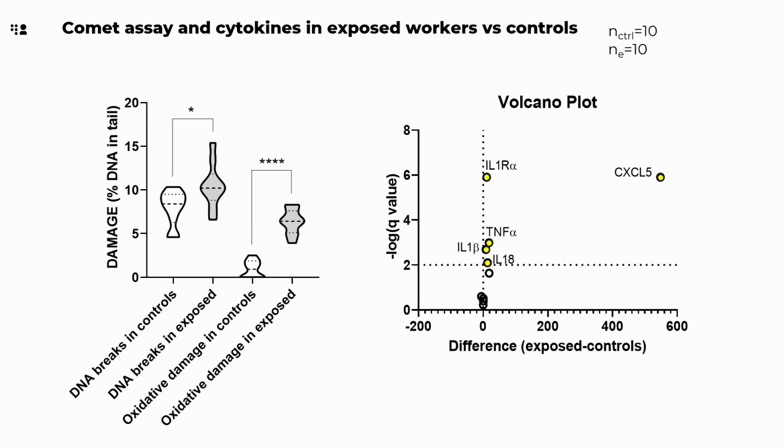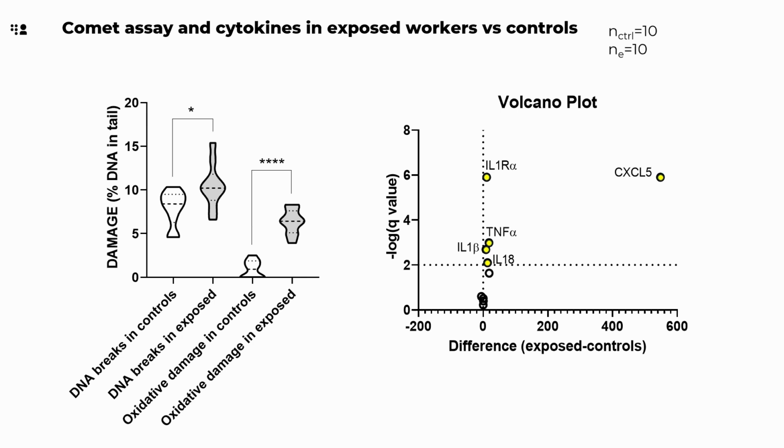And what is really nice about these 10 controls and 10 exposed is that, as you can see here, there's a difference in the DNA damage. So this is a validated standard biomarker between controls and exposed. Also oxidative DNA damage, this was measured by COMET assay. And also there is a difference between controls and exposed for 5 out of the several inflammatory validated markers that we have tested. So these 10 and 10 controls and exposed have differences in validated biomarkers.